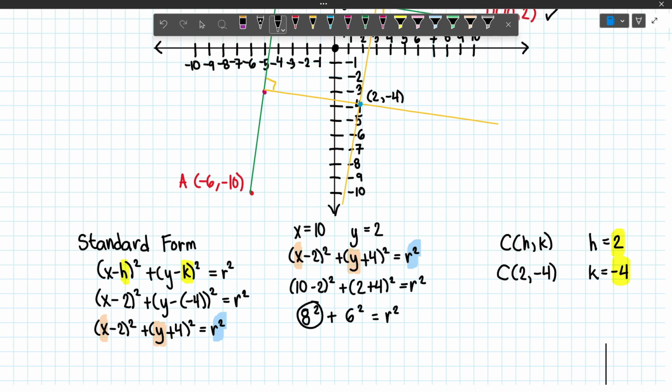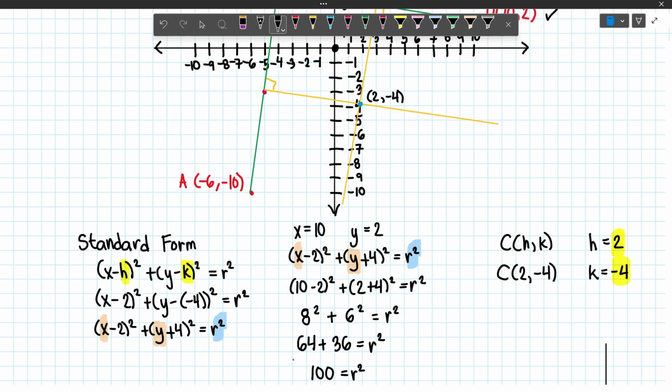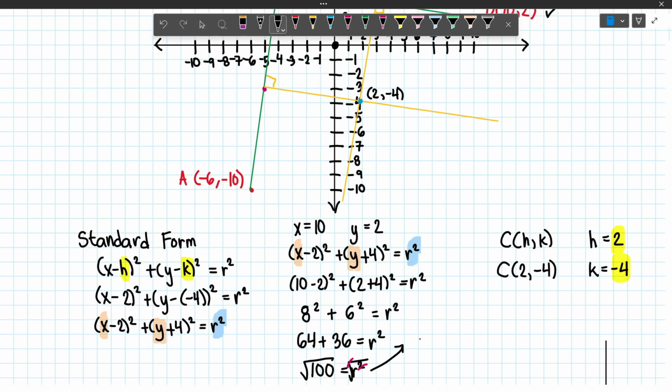8 squared is 64 plus 6 squared is 36 equals r squared. 64 plus 36 would give us 100 equals r squared. So taking the square roots of both sides, our radius will be the square root of 100, which is 10.